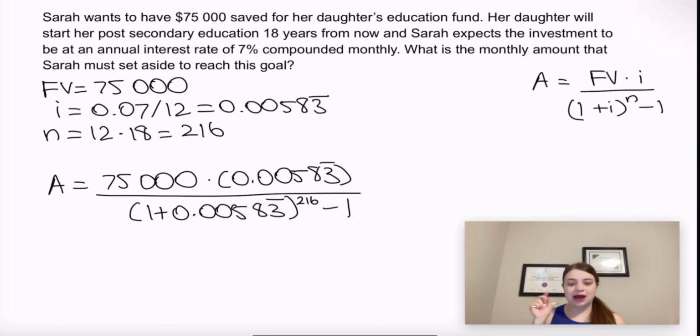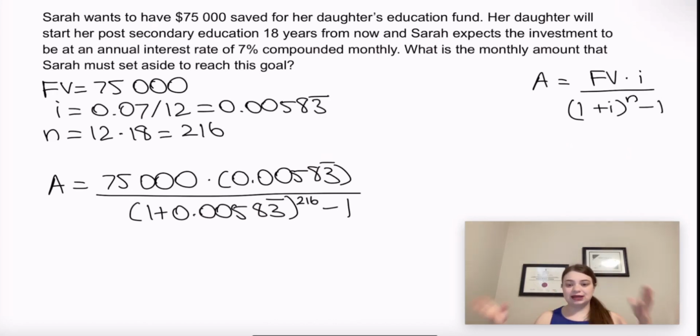Okay, so let's talk about how we can avoid making an error when we're multiplying all this out. Start with $75,000 times 0.00583 repeating, and then hit equals. Then we're going to click divide, and then we want two brackets, and then 1 plus 0.00583 repeating, or you can just put 1.00583 repeating, that's fine too. And then we're going to close one of the brackets we started, then power of 216, and then minus 1. And then we're going to close the bracket, right?